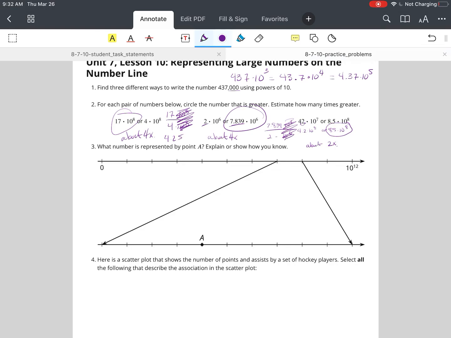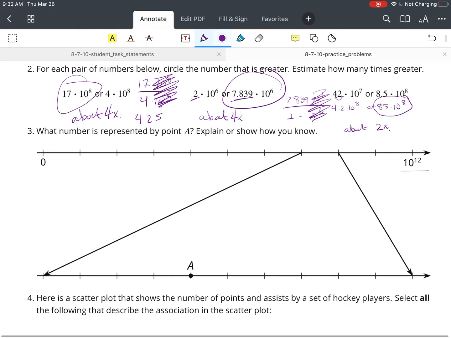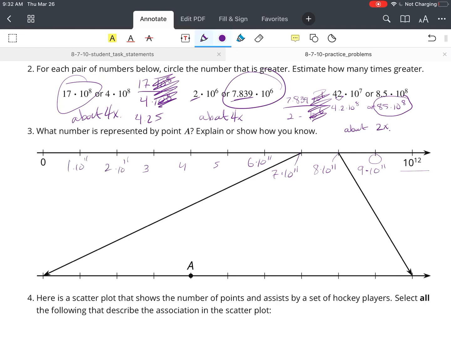What number is represented by point A? Explain how, show how you work. So if this is 10 to the 12th, what is this number going to be? 9 times 10 to the 11th. This is going to be 8 times 10 to the 11th. This is going to be 7 times 10 to the 11th, 6 times 10 to the 11th, 5, 4, 3, 2, 1 times 10 to the 11th.